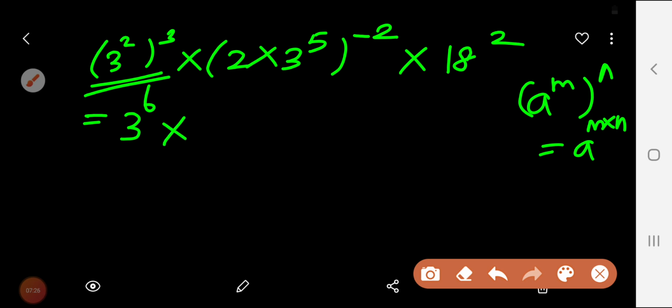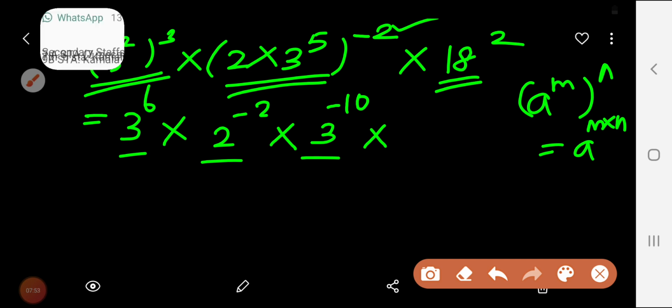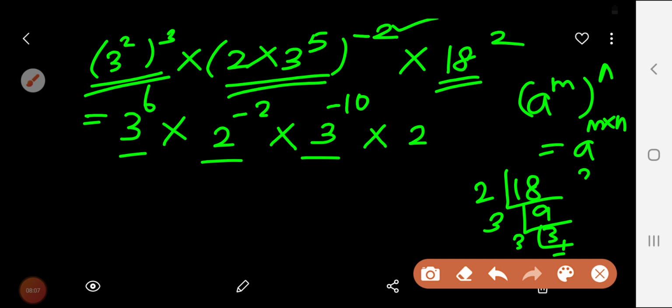Now we have to take the power to the two terms separately. So 2 power minus 2 into 3 power 5 into minus 2. Same power rule. 5 into minus 2, the value is minus 10, into 18 square. Here the bases are 3 and 2, so we have to change 18 in terms of 3 and 2. So how can we change? Very simple. By using prime factorization, we can write 18 as 2 power 1 into 3 power 2.